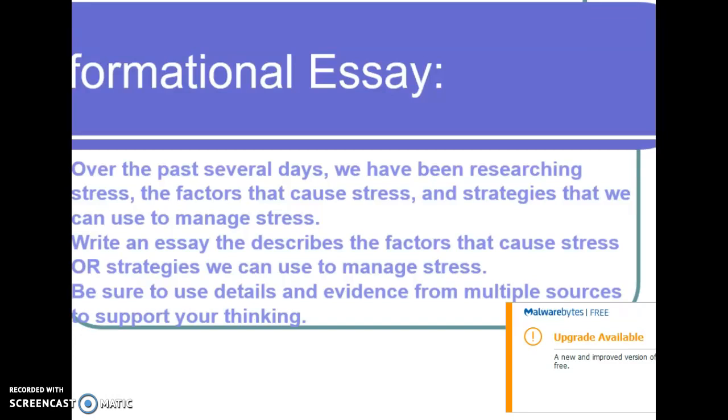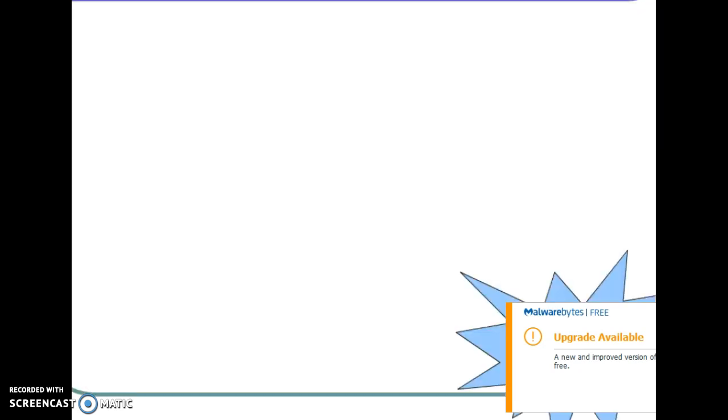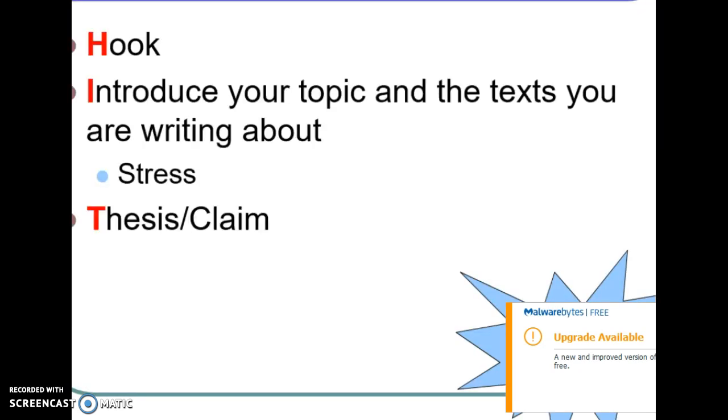So I want us to think for a moment. This information is kind of a review. What are those three letters that we want to keep fresh in our minds when we're writing an introduction to make sure we have all the important parts in there? Okay. Hit, exactly. So we have our hook, right? Then we're going to introduce our topic, possibly the text that we're writing about. This time our topic is stress. And then we're going to get to our thesis or claim.